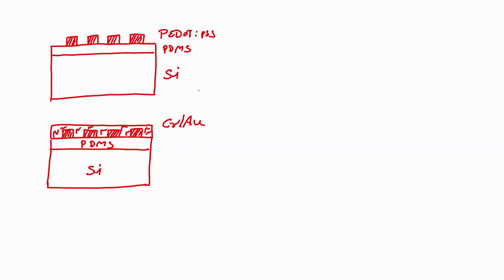Okay, chrome gold is shown like this design. Okay. How can we deposit chrome gold? We can deposit chrome gold with the help of physical vapor deposition. We can use E-beam evaporation to deposit chrome and gold.